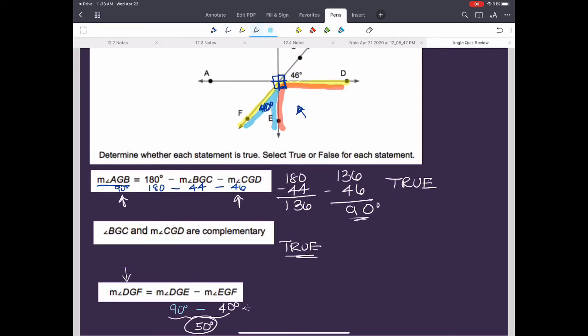Now, does that match this answer right here, DGF? DGF is obviously obtuse, and it doesn't even matter what the angle is. It's obviously obtuse. So does an obtuse angle equal 50 degrees? No, obtuse angles are greater than 90. So this tells you right away that that is a false statement.